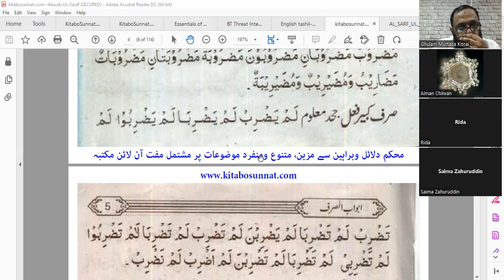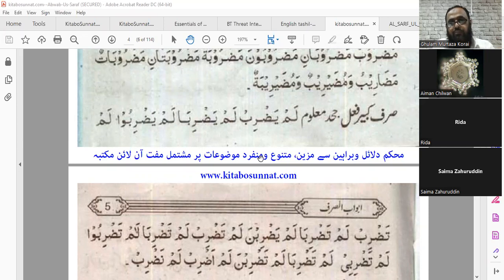Ustad, can you please repeat the five sigas, the beginning one? Yes, the five sigas. Number one is wahid muzakkar ghaib. The second is wahid muannath ghaib. The third is wahid muzakkar hazir. The fourth is wahid mutakallim. And the fifth is jama mutakallim. Like yazribu, tazribu, tazribu, azribu, nazribu. When lam enters into those five sigas, they become lam yazrib, lam tazrib, lam tazrib, lam azrib, lam nazrib. The last damma is changed into jazm.